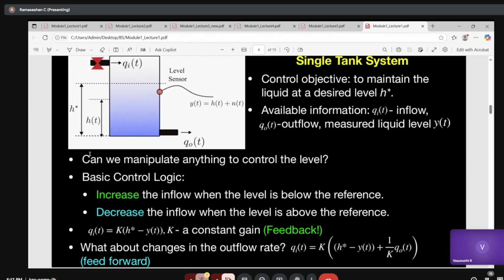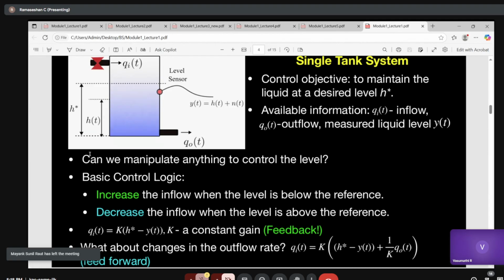Okay, wait. If you multiply 1 by k q naught of t by k, you will get just q naught of t, right? So qi of t will be k times h star minus y plus q naught of t. That's another way of writing it. So this is basically what is called the feed forward control. Don't bother about this right now.